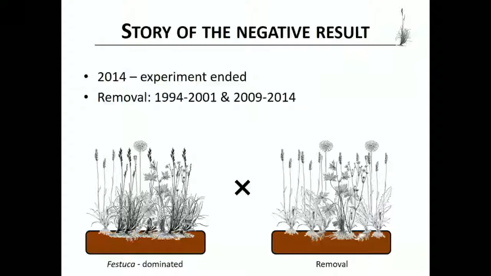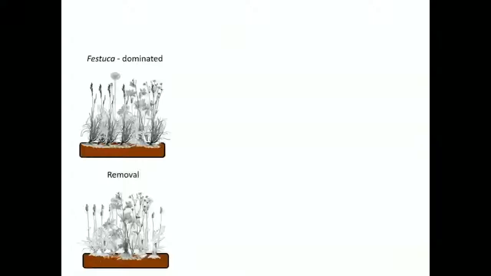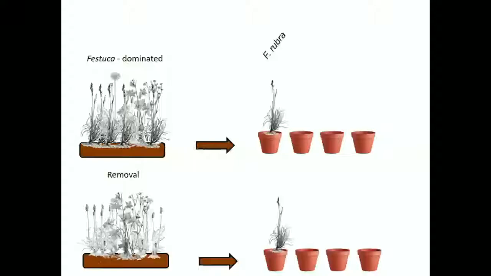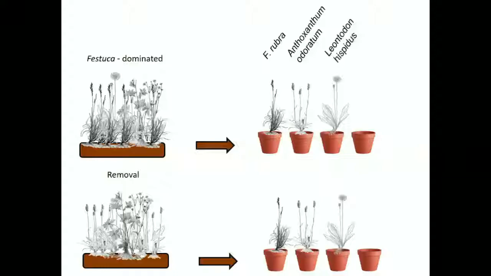So my question was whether, if I take soil from these stands, I can find some differences in species performance when they are grown in this soil, conditioned by a community dominated with Festuca rubra or without it. That was my main question. So I took the soil from these stands, put it into pots, and planted four species into it. The first one was Festuca rubra itself, and then three other species: Anthoxanthum odoratum, another grass species, and two herbs, Leontodon hispidus and Ranunculus acris.